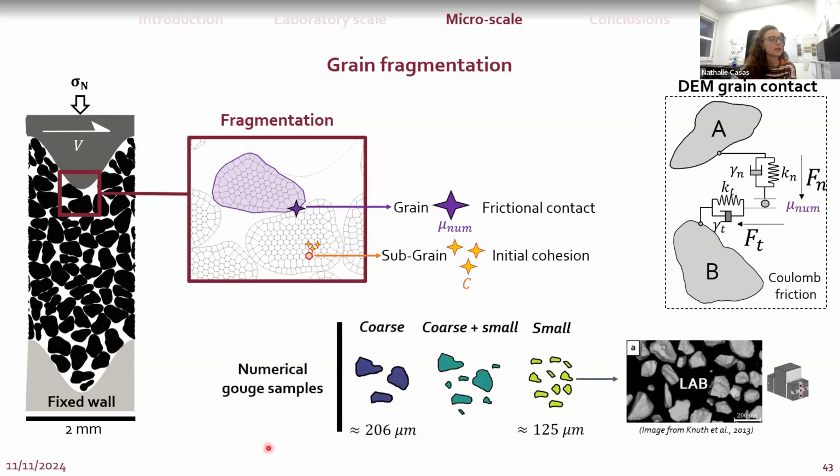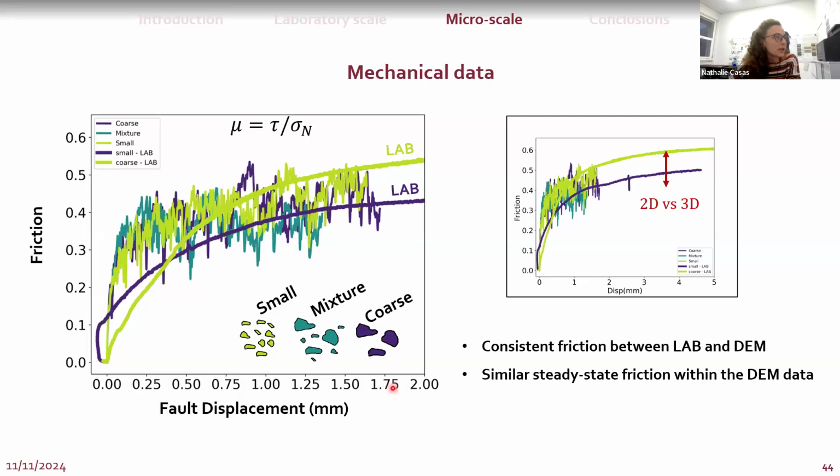Here I did three different numerical modelings: one with initial coarse particles, about 200 micron grain size, one with a small initial grain size, and the bidispersed mixture of both grain sizes. Here are the friction data as a function of slip displacement. You will see the two from the laboratory I showed you before, the two smooth curves, and the ones from numerical modeling that are a bit more noisy.